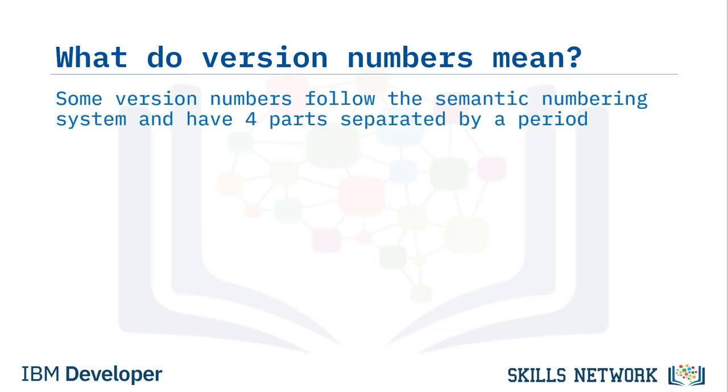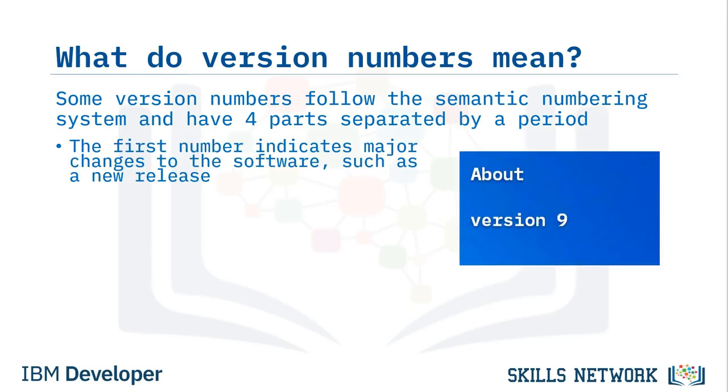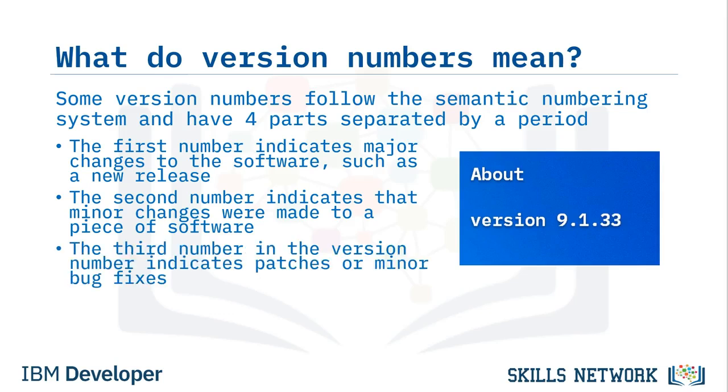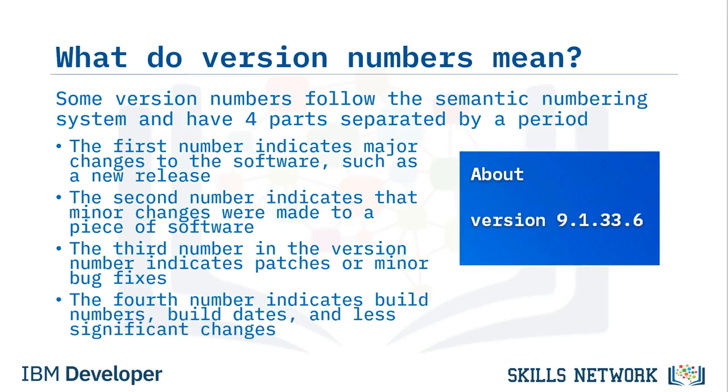Some version numbers follow the semantic numbering system and have 4 parts separated by a period, but not all numbering systems follow this 4-part example. In semantic numbering, the first number indicates major changes to the software, such as a new release. The second number indicates that minor changes were made to the software. The third number in the version number indicates patches or minor bug fixes. And finally, the fourth number indicates a build number or build date, and it can indicate less significant changes made.